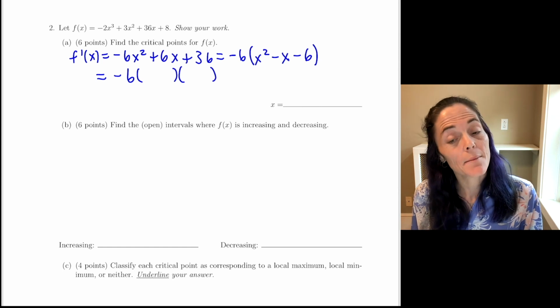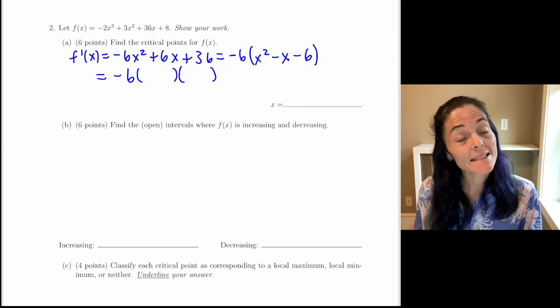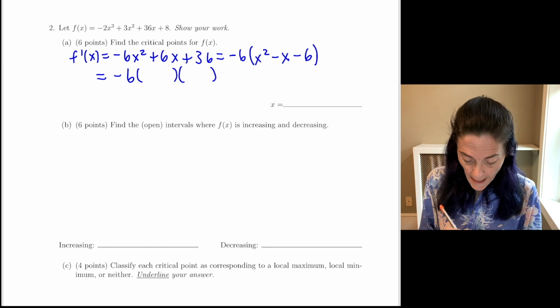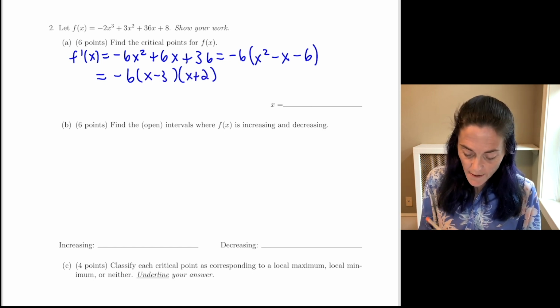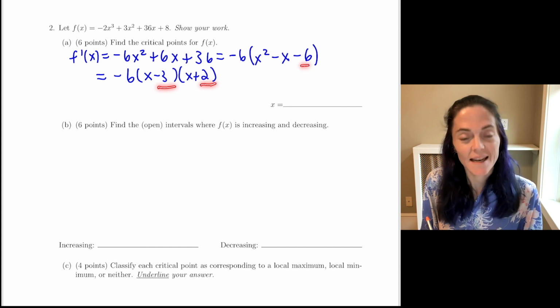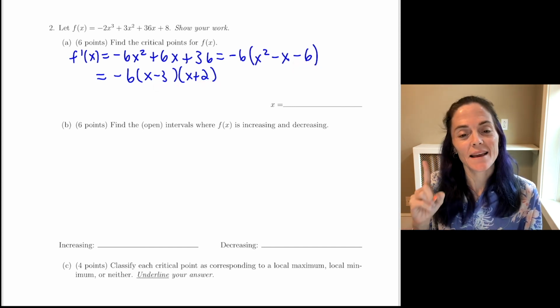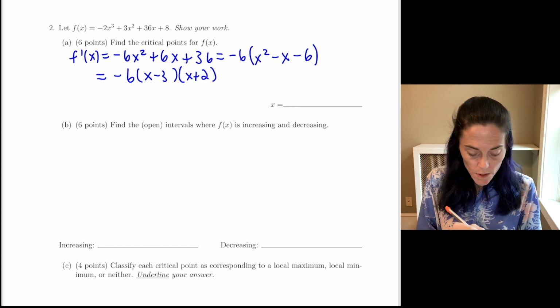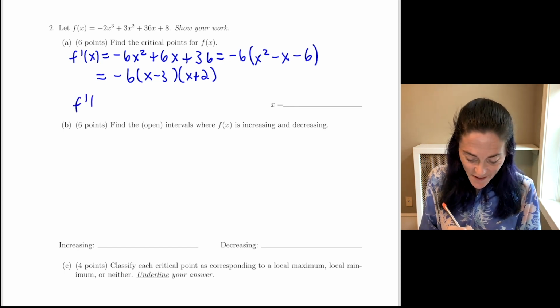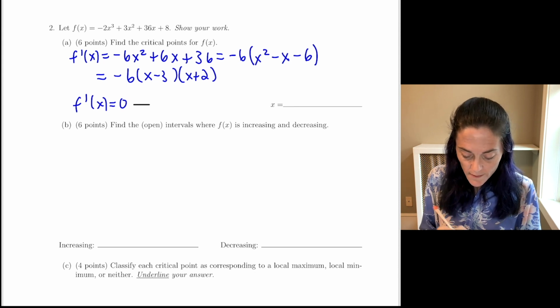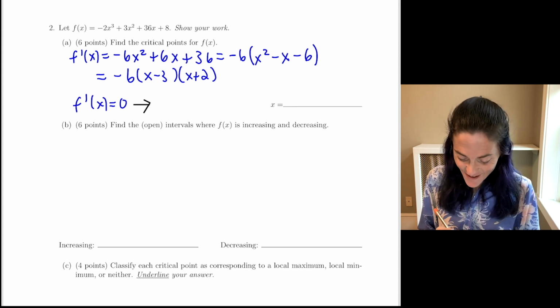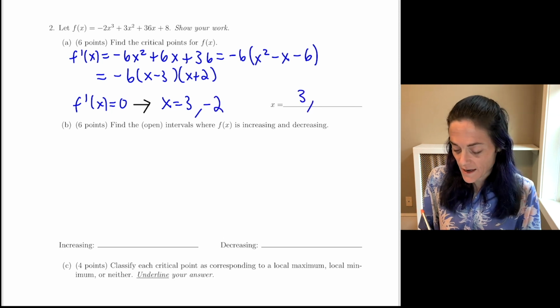We need two numbers that multiply to negative 6 and add to negative 1. Let's take minus 3 and plus 2. Now check. We multiply these two numbers, we get negative 6. We add them, and we get negative 1. Wonderful. So f prime of x equals 0. This happens, well, when x is 3 and negative 2. We have 3 and negative 2.